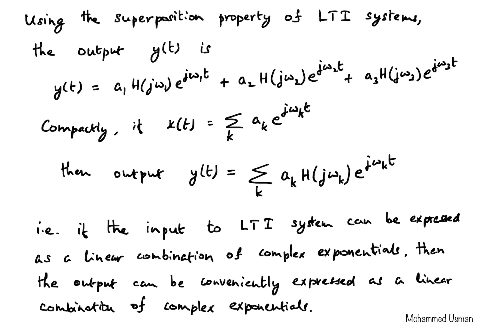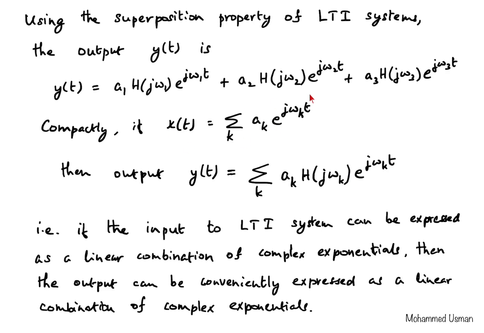Okay, so what we see is that when we have the input signal represented as a linear combination of complex exponentials, the output y of t is also conveniently represented as a linear combination of the output signals of the complex exponential signals themselves.